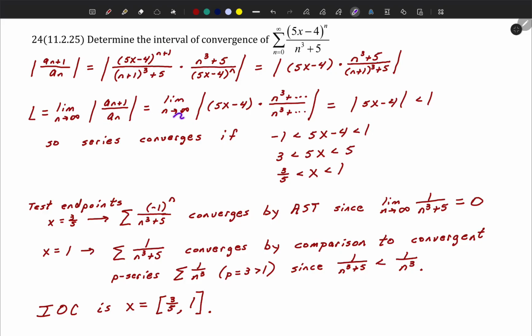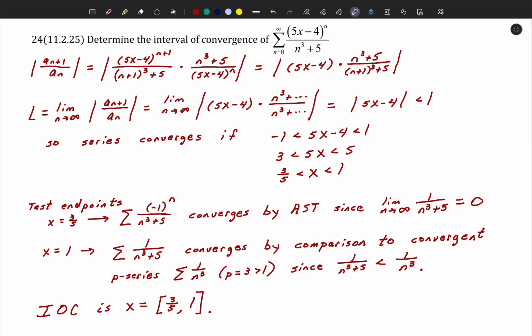And in this problem I've already shown that that's the limit as n approaches infinity of 5x - 4 times this fraction. Well, this fraction, since I have a limit as n approaches infinity, the only thing I need is the highest degree in the numerator and the highest degree in the denominator. It's going to be n cubed plus a bunch of terms over n cubed plus a bunch of terms. Those terms are irrelevant. I only need the fraction of the leading coefficients, which is 1 over 1. So when I take the limit as n approaches infinity, this just becomes the absolute value of this group. This group didn't have an n, so it stays. It's multiplied by 1. I'll just get the absolute value of 5x - 4.